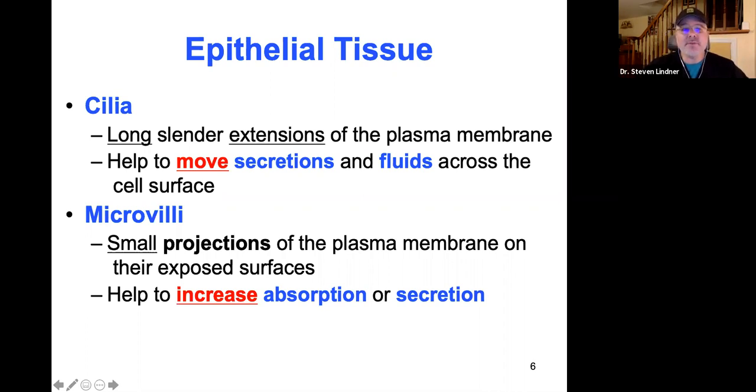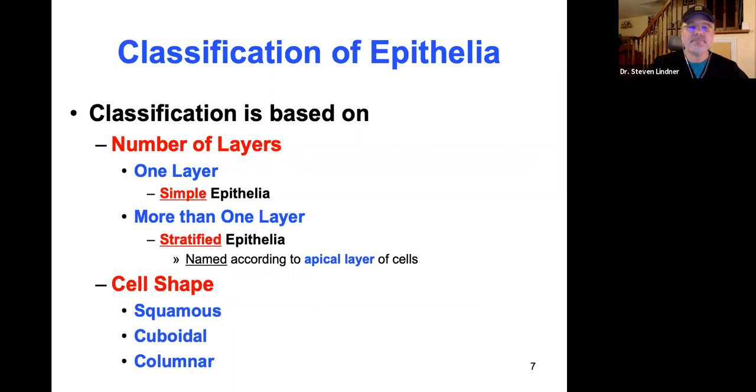Microvilli are much, much smaller than cilia. They're very, very small hair-like projections that are really used for absorption. So we're going to see microvilli throughout the digestive tract as well.